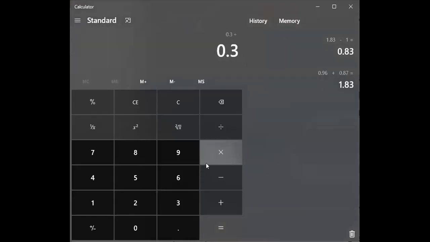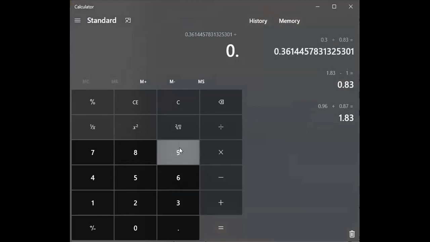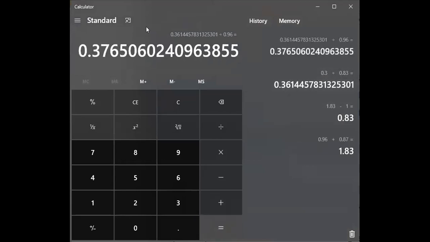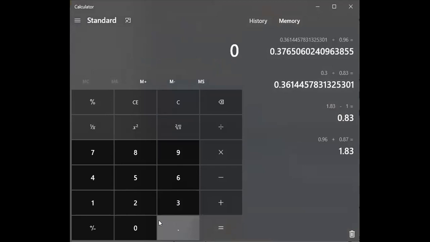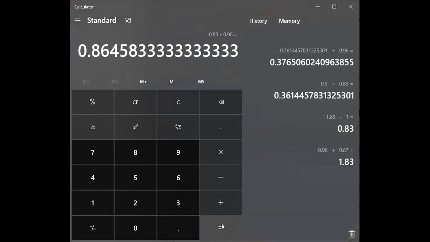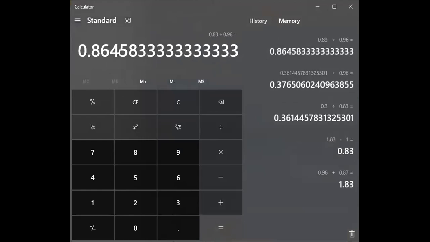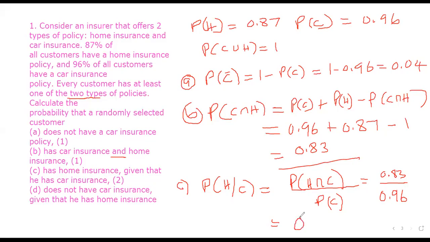What are we getting? Let me open my calculator. 0.83 divided by 0.96, we're getting 0.8646. Please don't round off. 0.8646.